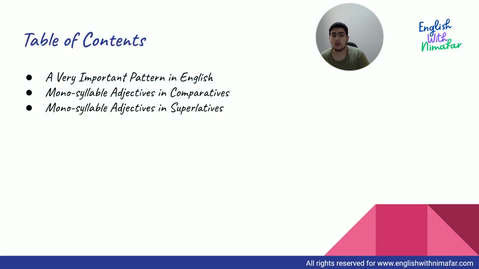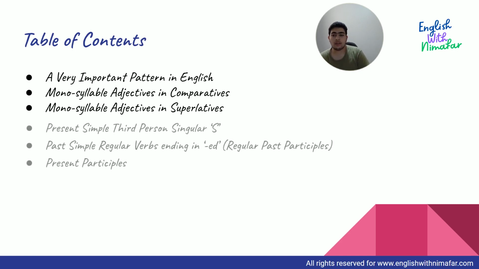In this video, the first part, we're going to talk about a very important pattern in English, monosyllable adjectives and comparatives and superlatives. But in the next video, the second part, we will cover present simple, third person singular s. For example, you say I go, she goes, or I study, she studies. That's the spelling part.